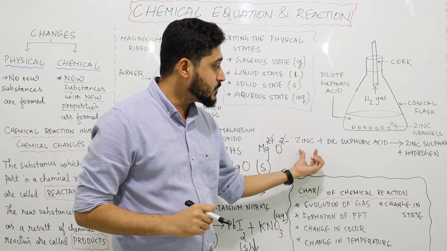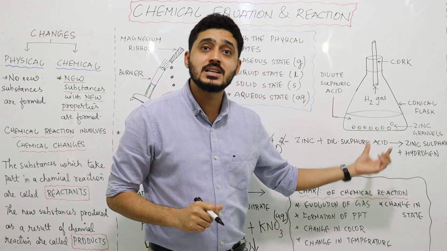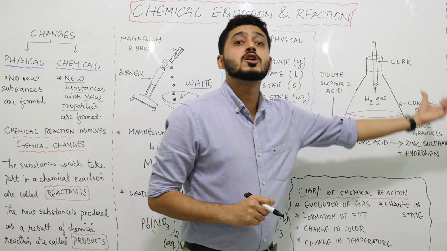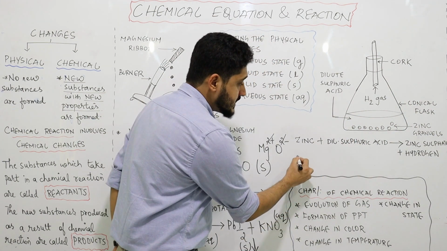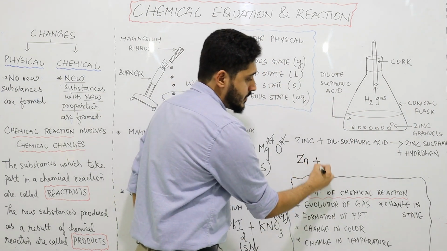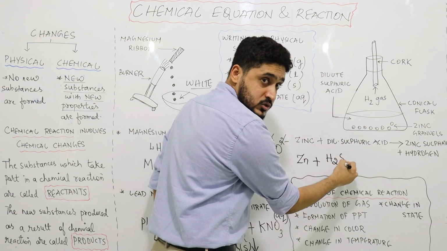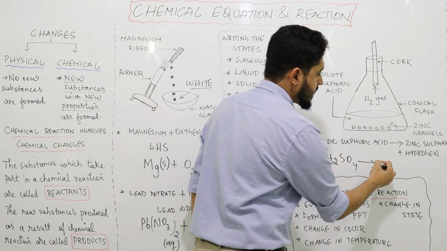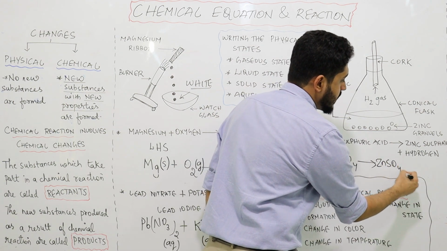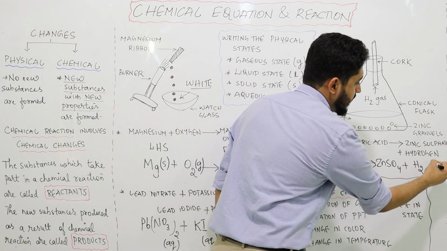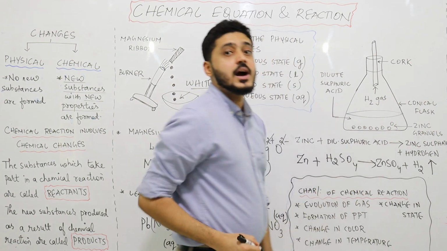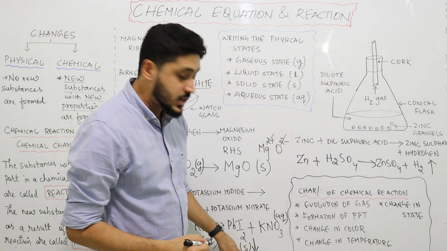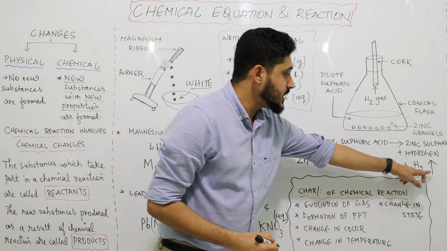This reaction is nothing but a metal reacting with an acid to give you salt and hydrogen gas. Now how will you write zinc? Zinc is Zn plus sulfuric acid, H2SO4. Zinc sulfate, you know how to write it: ZnSO4 plus hydrogen, H2. When it is a gas, you write the upward arrow. When it is a precipitate, put the downward arrow.